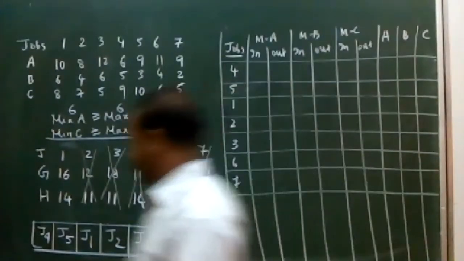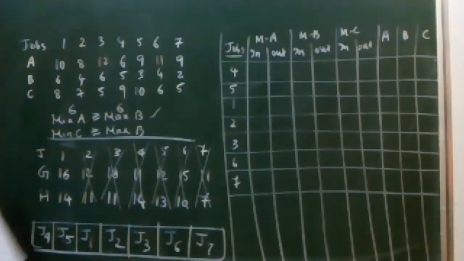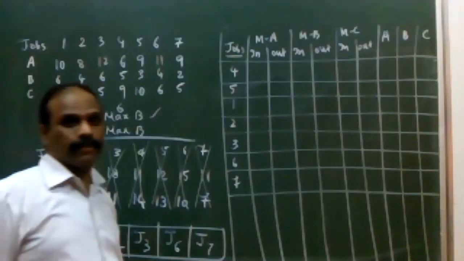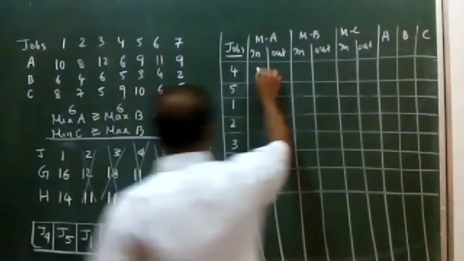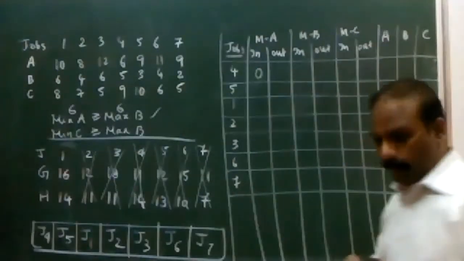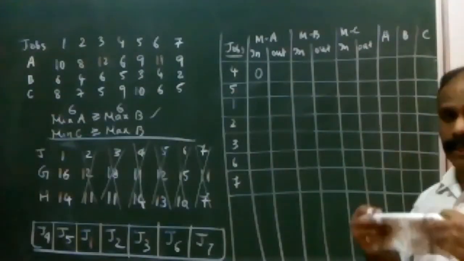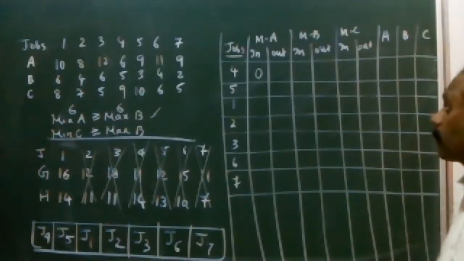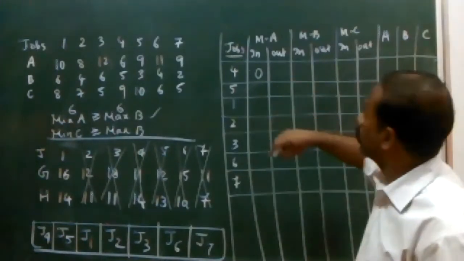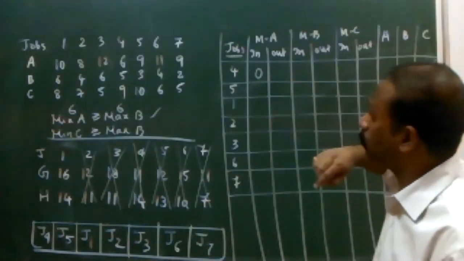Please help me do the calculation. What time are we supposed to start job number 4? 0. Okay, it starts at 0. Please look at the board and tell me the values quickly. What time will machine A complete the job? 6. Okay, job number 4 comes out at 6.